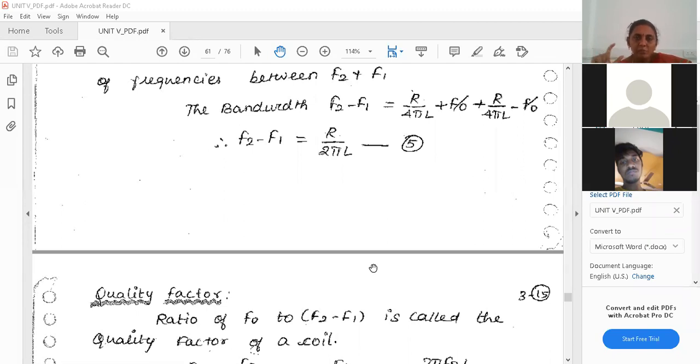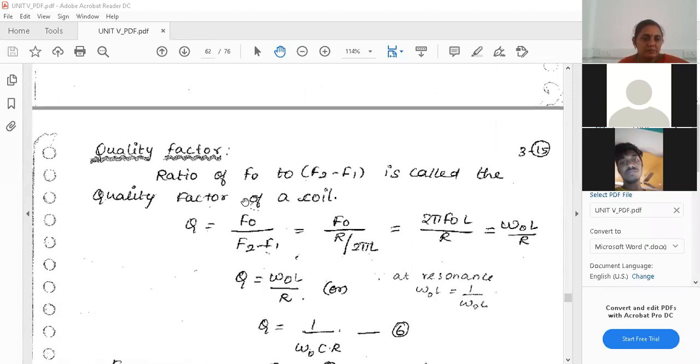F2 minus F1 is equal to the bandwidth. Bandwidth is equal to R by 2 pi L. Clear? Now, we will next move into the quality factor. You would have read quality factor in some other subject, I think, but we will anyway go through it.